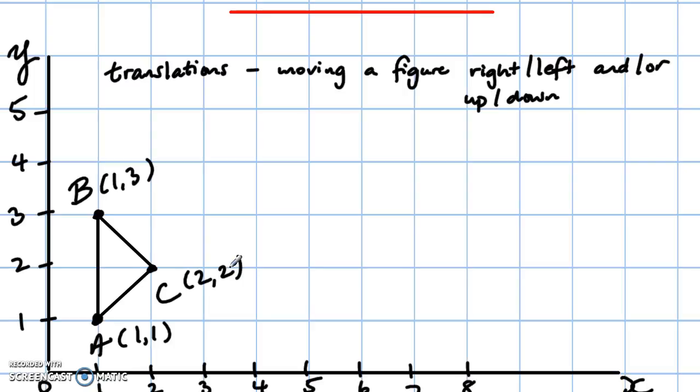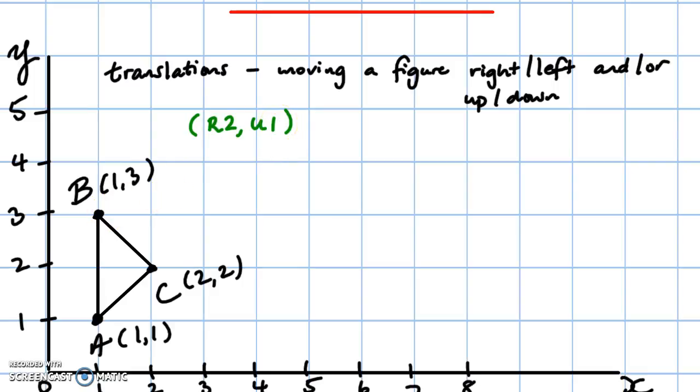Now, translations can be given to you in the form of a rule such as this. I'm going to put this in a different color. So the translation rule that we're going to apply to triangle ABC will be R2 U1. Okay, so what you're going to do is you're going to apply this translation rule of moving each coordinate to the right by 2 and up 1.